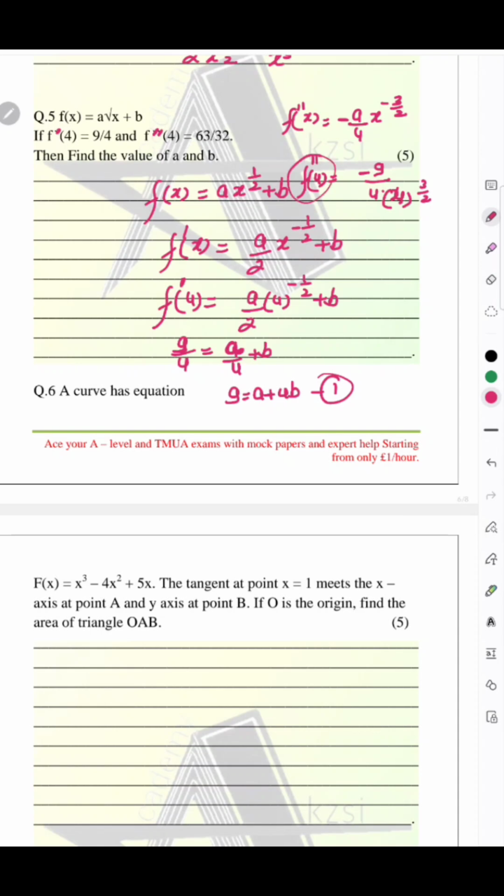So f double dash 4 is already given as 63 by 32. Substituting, I'm just writing it here, 63 by 32, and here I'm substituting 4, which I have already done, but I'm writing it as it is, minus a over 4. 4 to the power of 3 over 2 is 8. So 63 over 32 equals minus a over 8 times 4 is 32. Cancel this out, and sorry, this is not 9, it's a.